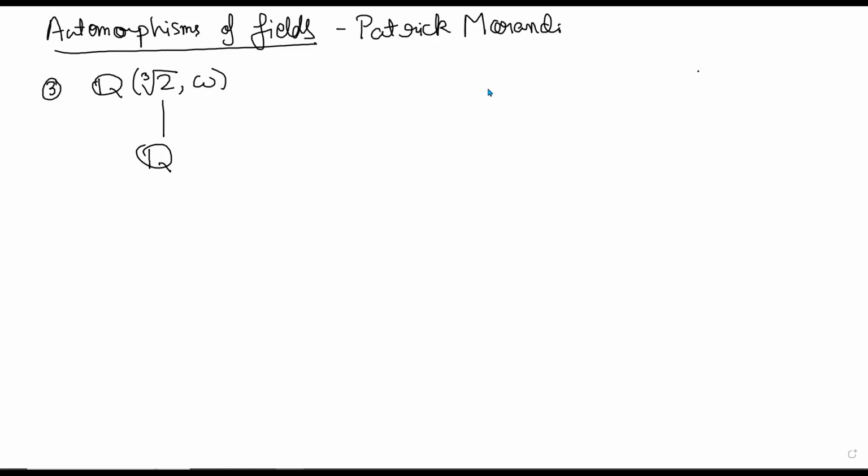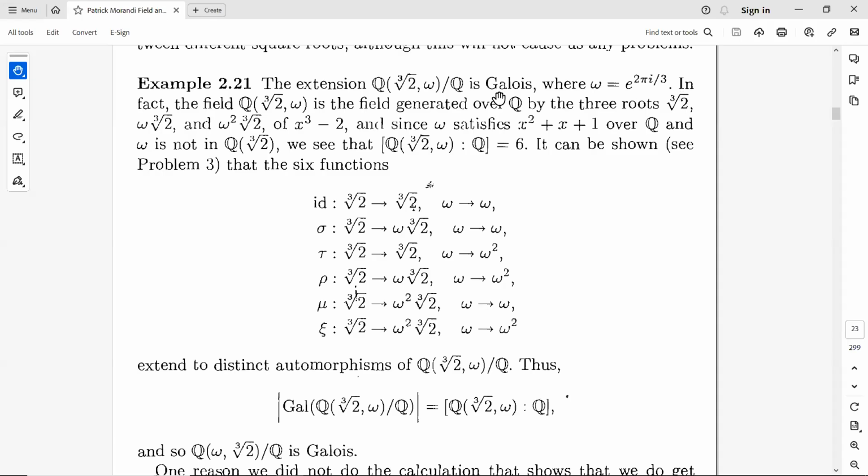Now you see the field. Let's just look at this for a moment. In fact, this is the field generated by this and this and this. Basically this extension is the splitting field of x cubed minus 2. And omega satisfies this over Q, and omega is not in this. We see that the degree of the extension is 6, right?